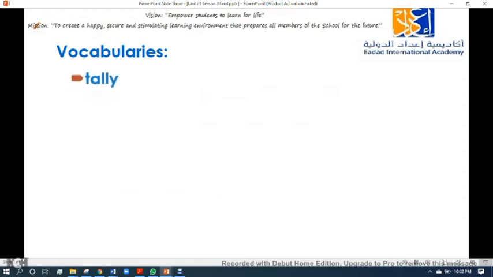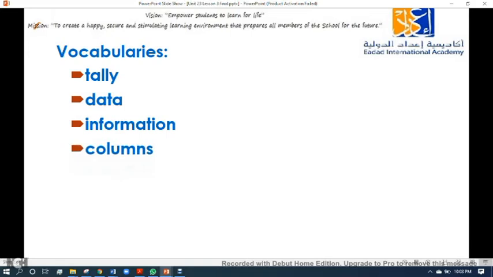That should be tally. We studied this one last Sunday. We use tally marks to count objects. We use straight lines. We have 1, 2, 3, 4, and then we close it with a slanting line for the 5. Okay, next we have data and information and columns. We studied this yesterday. We put objects in line so it's easier for us to see.